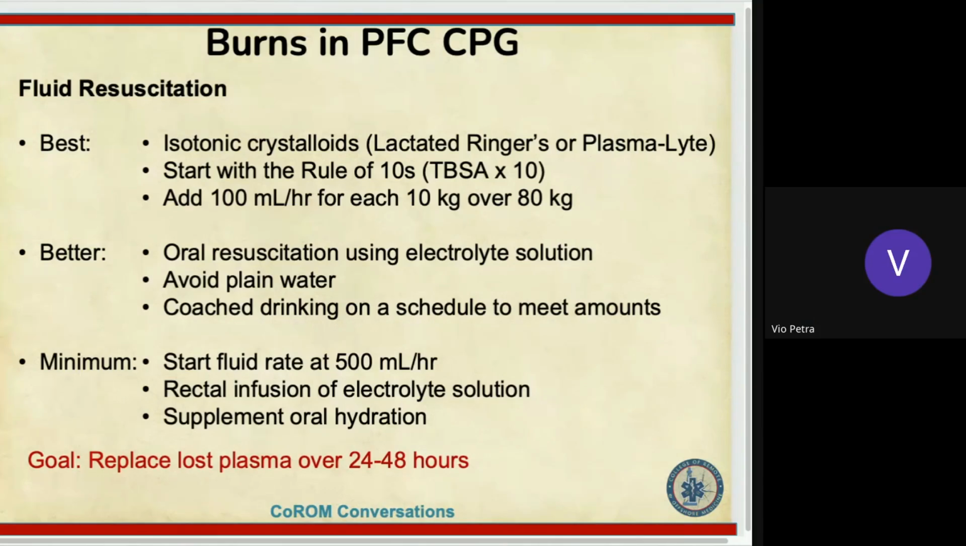Vio, go ahead. Yeah, I was just thinking about this, and we also need to, in my opinion, take into account the rate of absorption. If you have a patient in shock, then the rate of absorption is a bit different. So I think that the routes we need to consider, we need to consider depending on the patient's state.